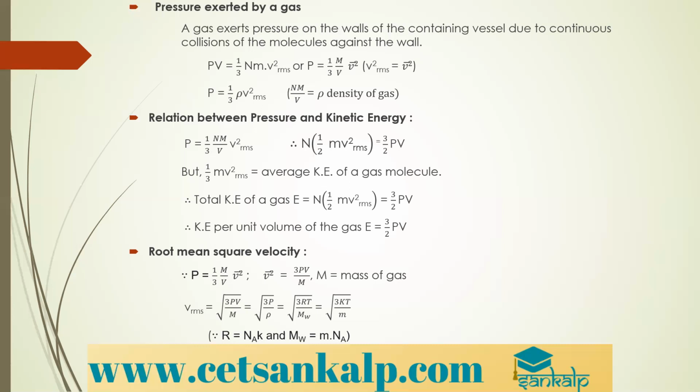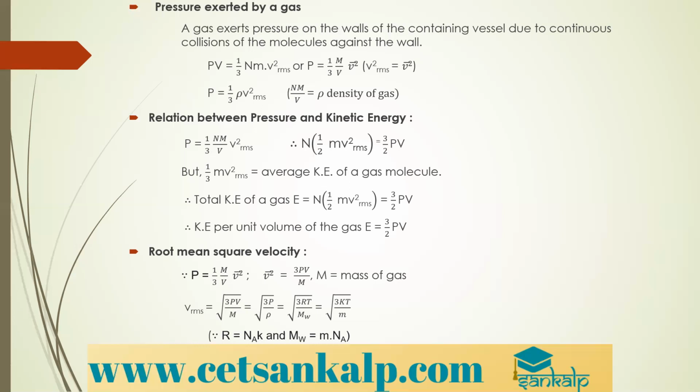Okay, so VRMS, root mean square velocity, we can write as root of 3PV by M, or root of 3P divided by rho, that is mass per unit volume, is nothing but what? Density. Next, that is equal to root of 3RT divided by MW, that is also equal to root of 3KT divided by M. So here, based on the given data, you can take whichever is applicable for the given numerical.